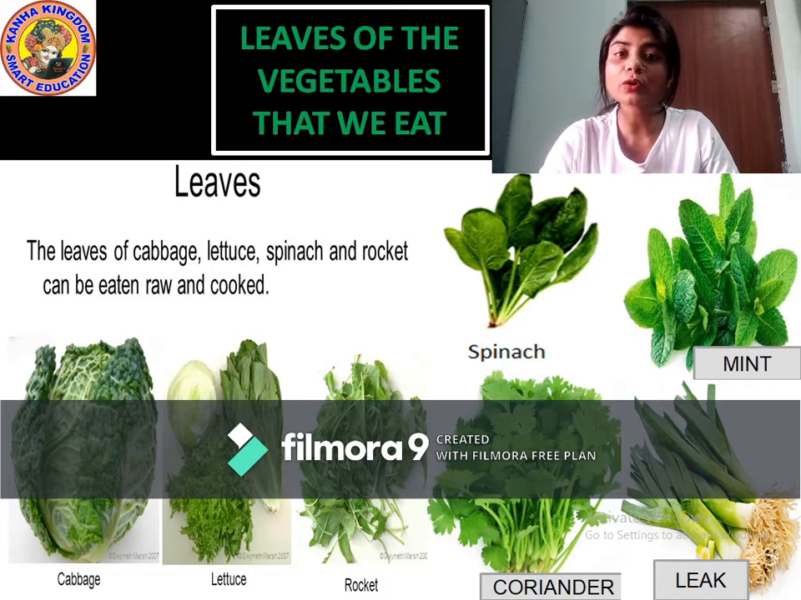When the onion grows, the leaf that comes out is called leek. Understood? Coriander, you know what coriander is. From the picture you can recognize. Then mint also you can recognize. Yes or no? Then spinach. Then cabbage. These are the leaves of a plant that we eat. Understood?